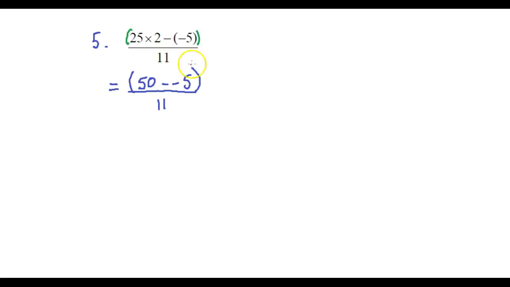Now that minus and minus sign together can be replaced with a single sign. When the signs are the same, we replace them with a plus. So we end up now being able to work out the bracket is 50 plus 5 is 55. And the last step is divide by 11. 55 divided by 11 is 5.